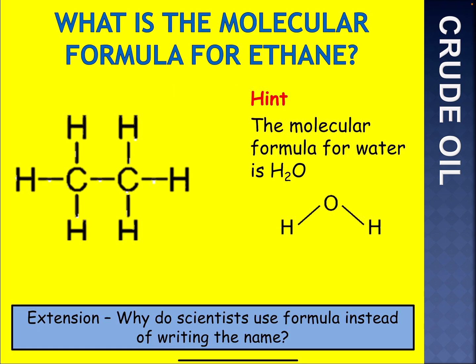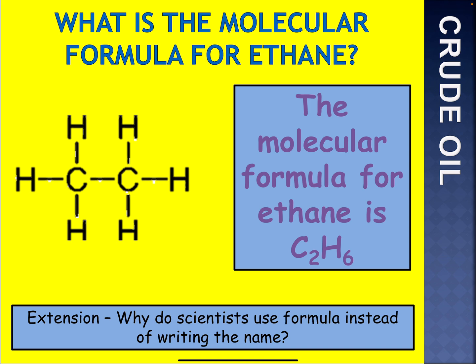The next thing is the molecular formula for ethane. Have you worked out the molecular formula? If you look at the hint, the molecular formula for water is H2O. So what do you think the molecular formula for ethane is? And then there's a little section at the bottom. Why do scientists use formula instead of writing the name? There's a molecular formula, C2H6. You can clearly see 2 carbon atoms with 6 hydrogen atoms.